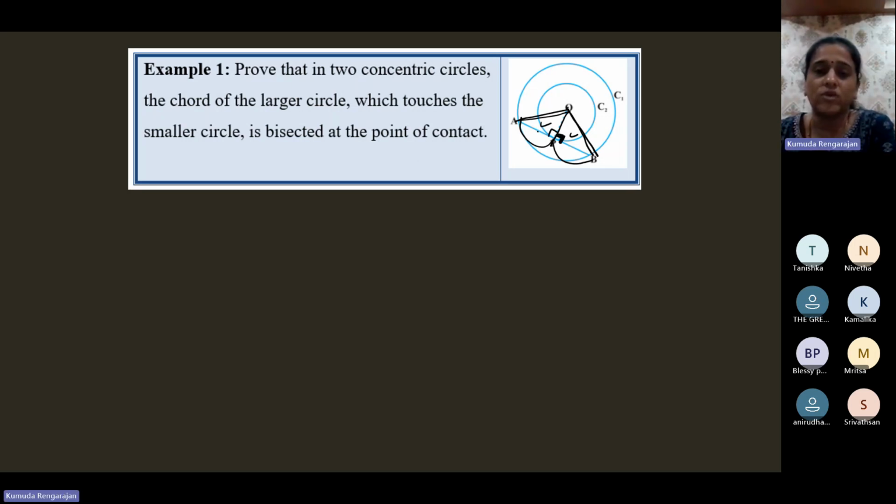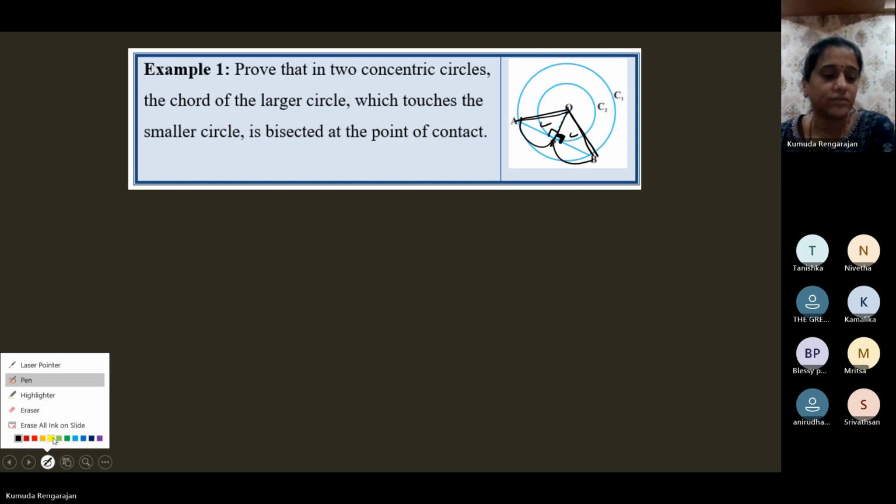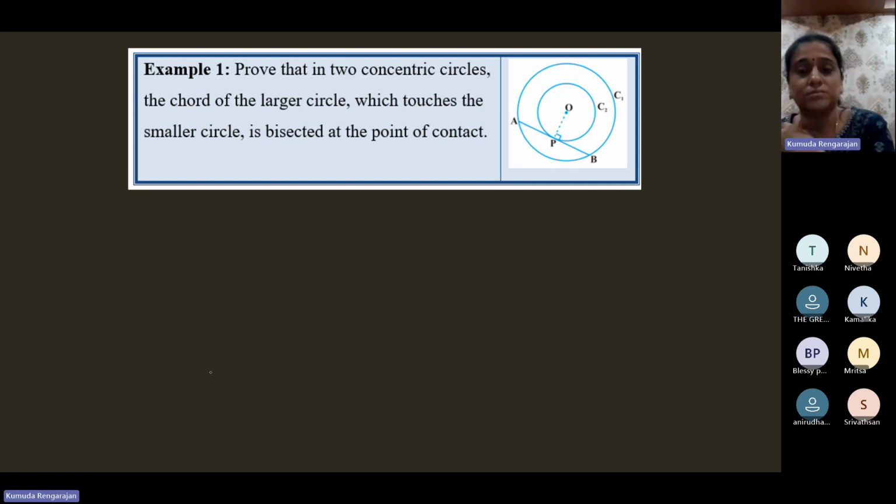Okay, at the point of contact. Otherwise, you can use the theorem. Now, this is 90 degrees because the radius is perpendicular to the tangent. And then go down to 9th standard. We have learned that the perpendicular from the center to a chord bisects the chord.